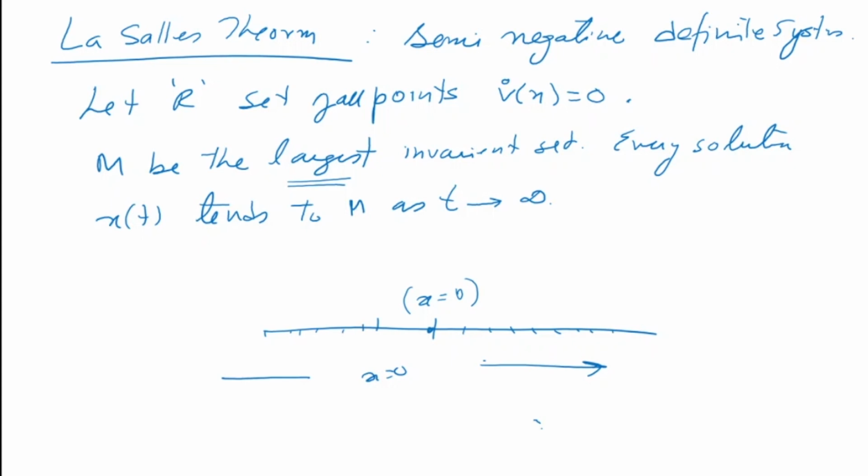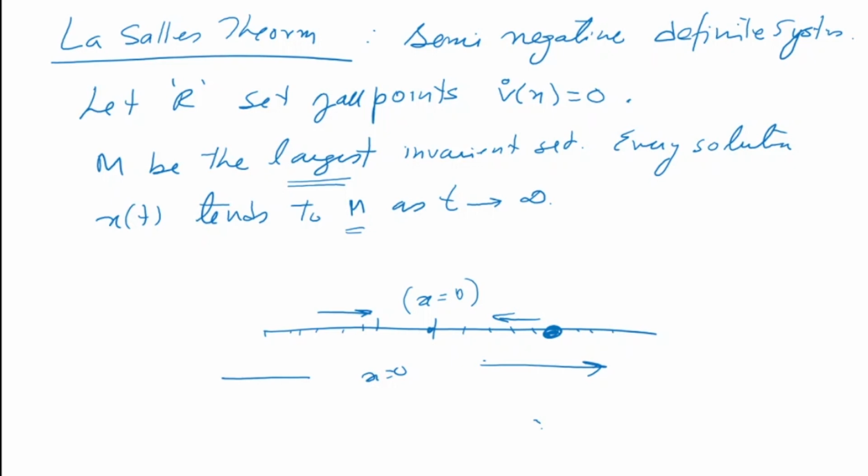Now every solution x(t) tends to M as t goes to infinity. That means this can be a very large number of points, but each of these points, every solution will tend towards this as time goes to infinity. And we know that whenever the mass comes to this point, it will be subject to an acceleration in the reverse direction, so it will pull it back.